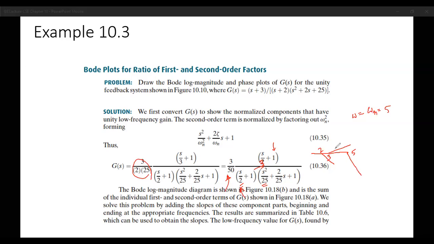Okay, let us try. And the beginning magnitude we already know, isn't it? So the starting magnitude is this: 20 log of this value will be your starting magnitude.